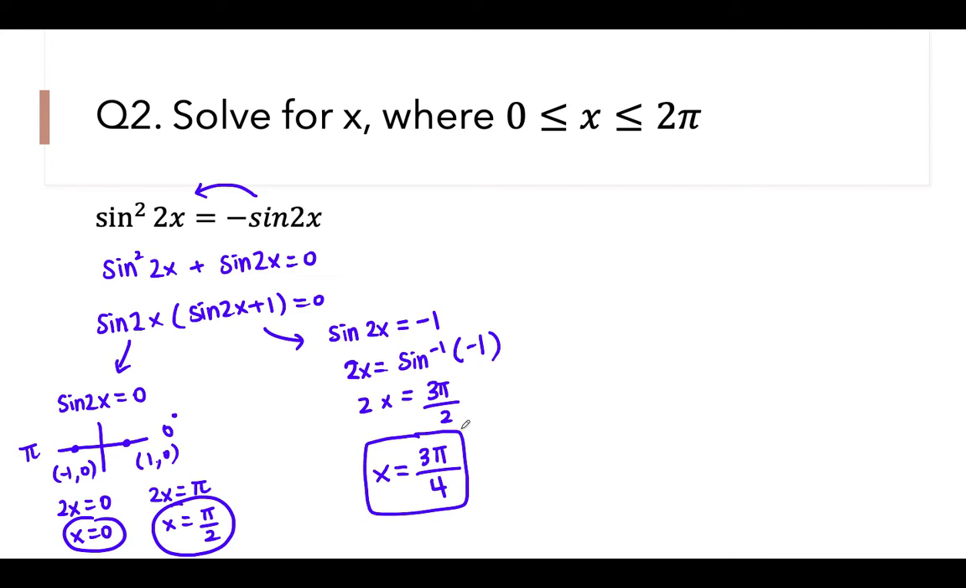Okay. So the reason why there's no 2 angles for this one is because 3 pi over 2 is located over here on the y-axis. So because it's only within the 4 quadrants, there's no other angle other than 3 pi over 2, okay, which is 270 degrees.